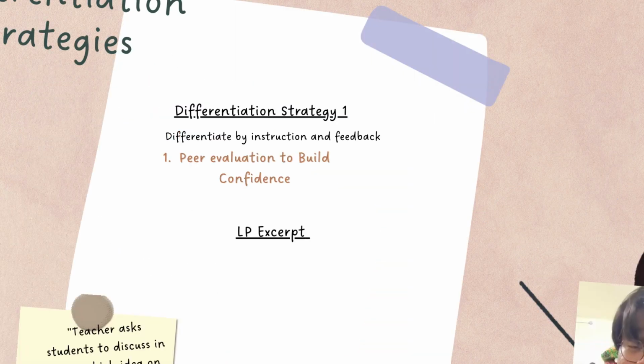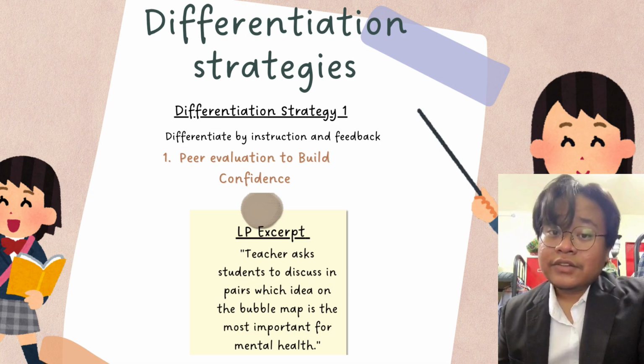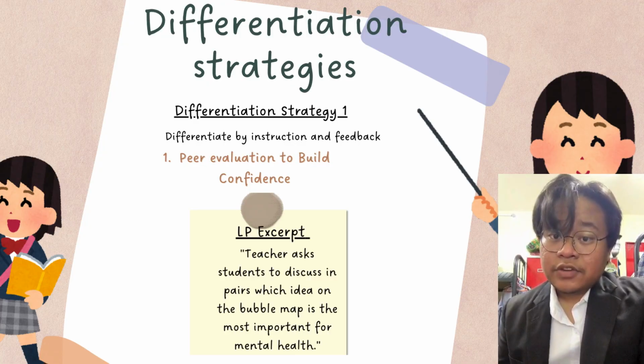Now, moving on to the second differentiation strategy that was used in this lesson plan, which is differentiation strategy number 1. So, this differentiation strategy is about differentiating by instructions and feedback. This is achieved through peer checking to build confidence. How is this achieved and how is it connected to the strategy?